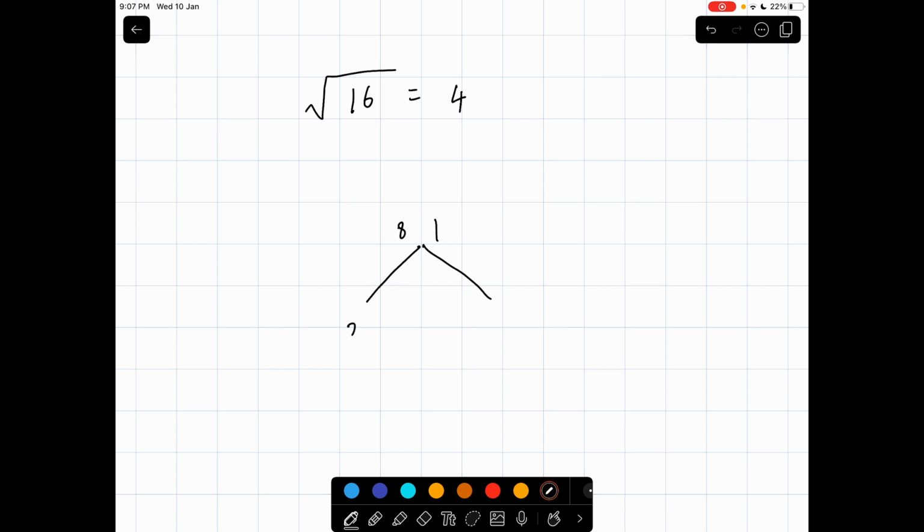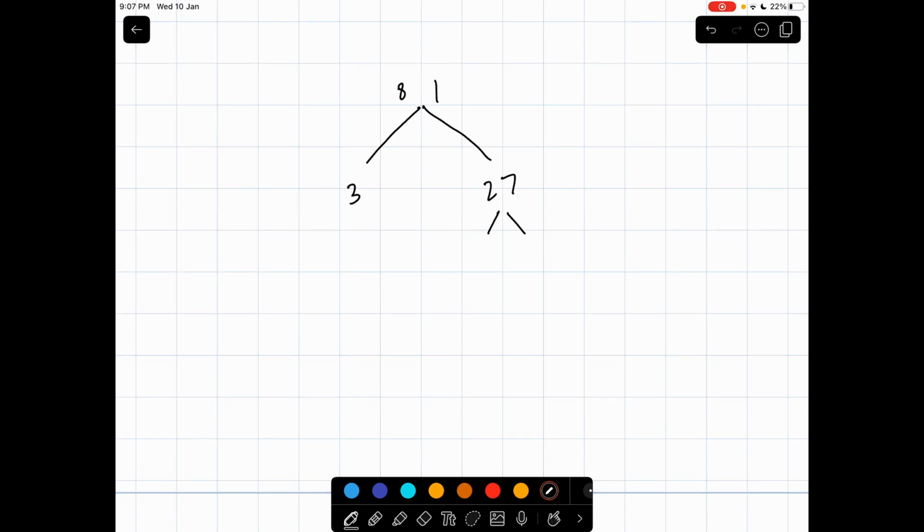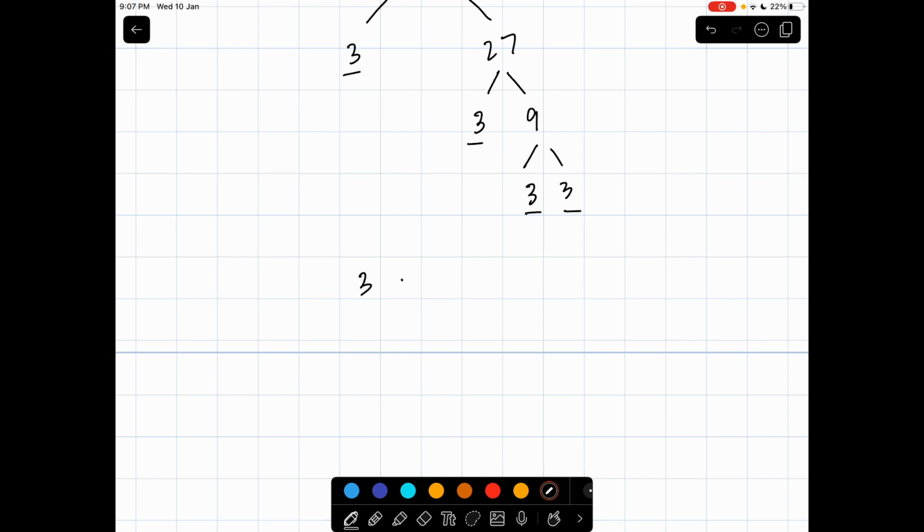3. So 3 times what gets you 81? 27. 27 times 3 gets you 81. Okay, let's break it down further. 27 broken down: what's the smallest number that can divide 27? Which is again 3. Then we have 9 here. So again, let's break down 9. You will have 3 and 3. So if you take a closer look, you will start to see that 3 times 3 times 3 times 3 equals 81.